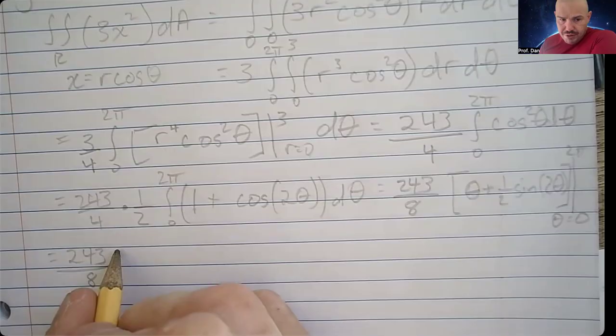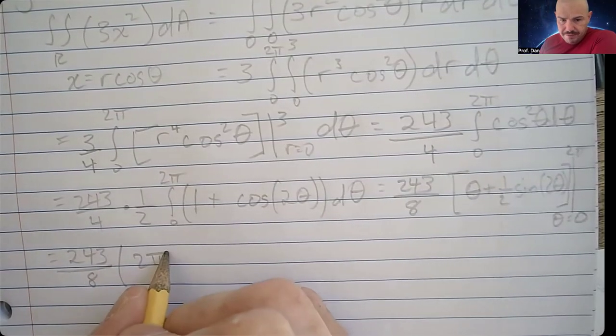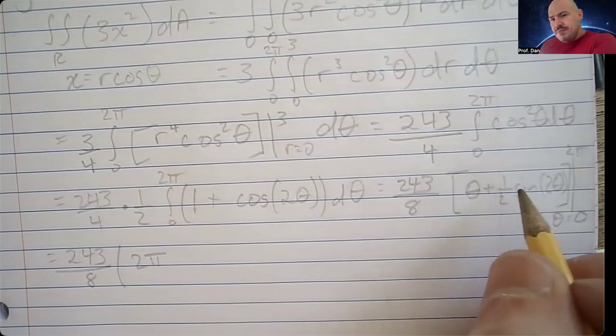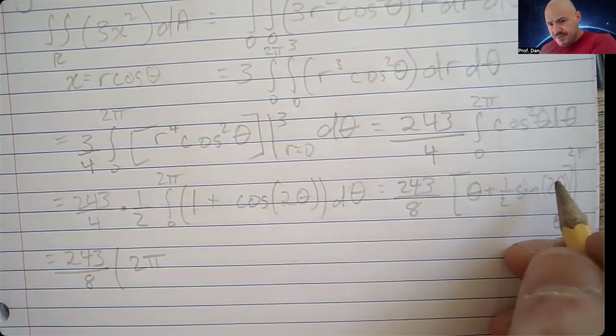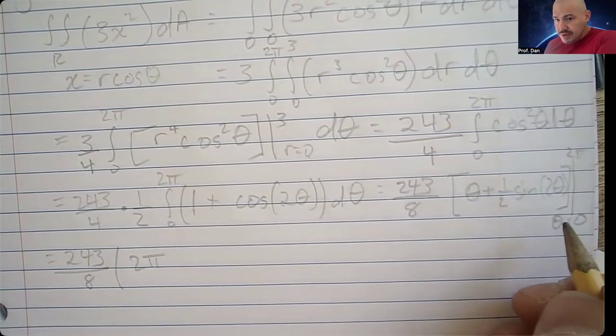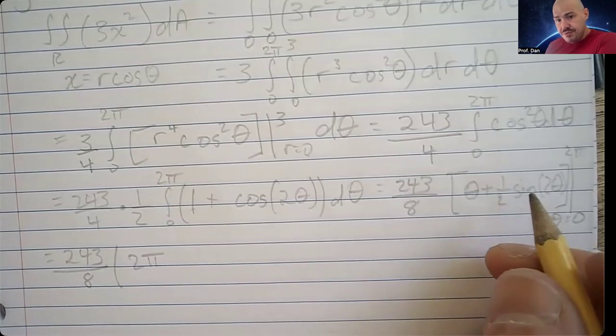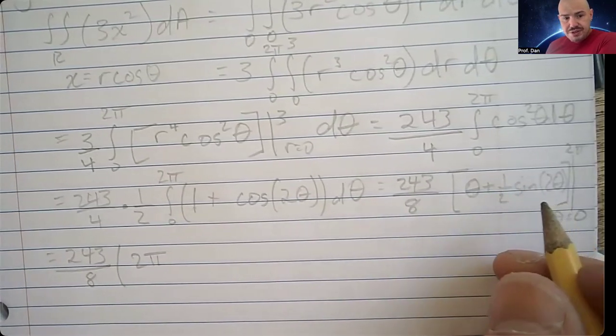So I have my 243 over 8, I'm going to multiply by 2 pi. Now, if I do the same with this sine term, remember sine of 4 pi is 0. Sine of 0 is also 0. So this term is literally just 0.